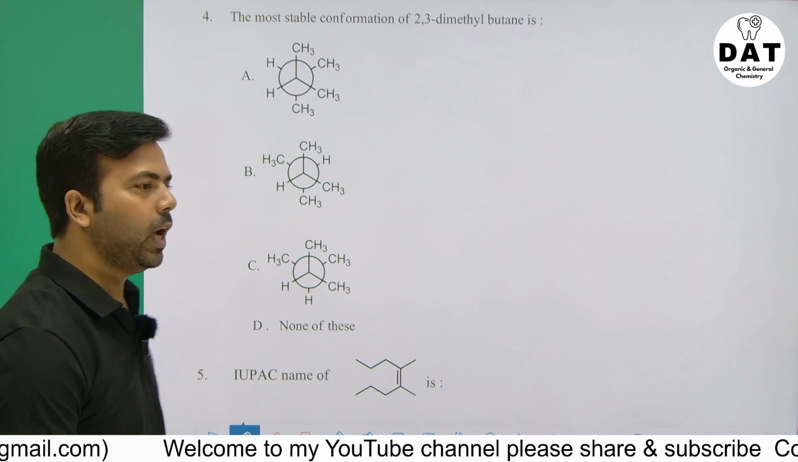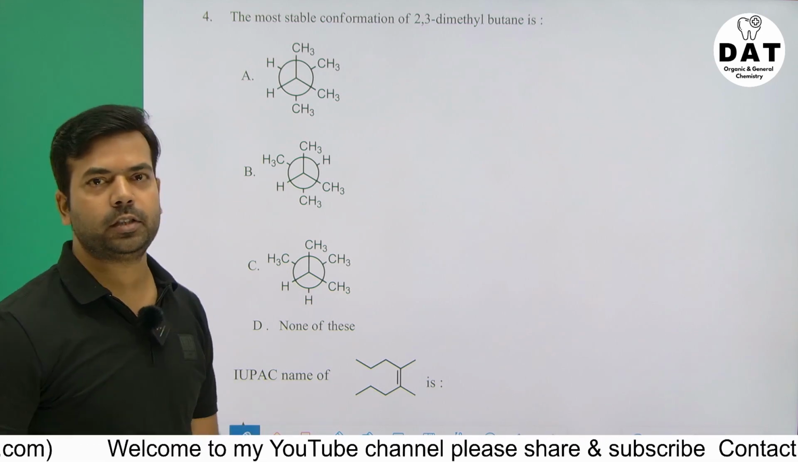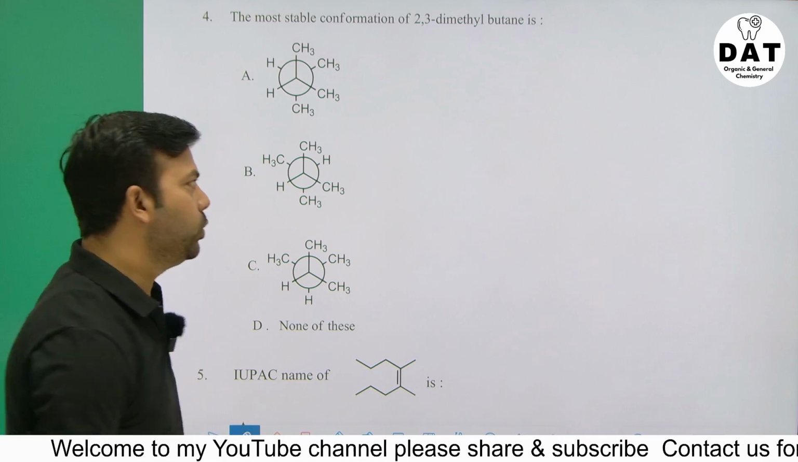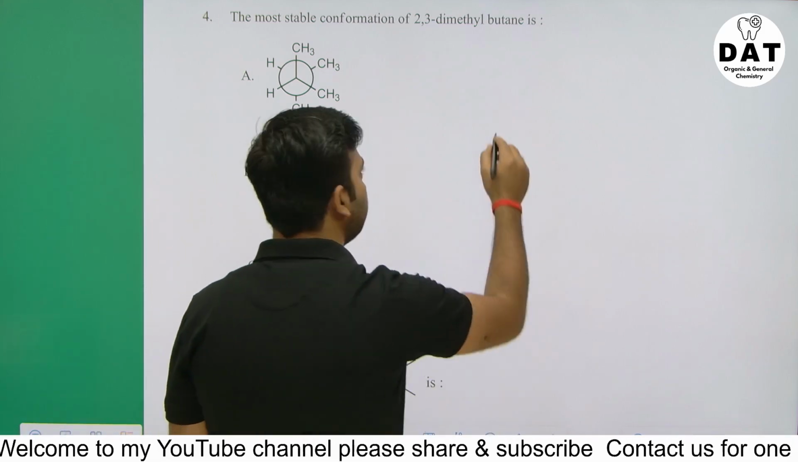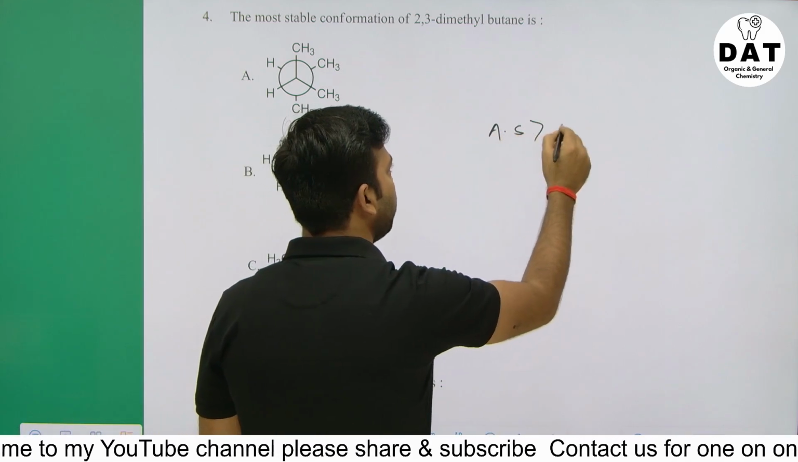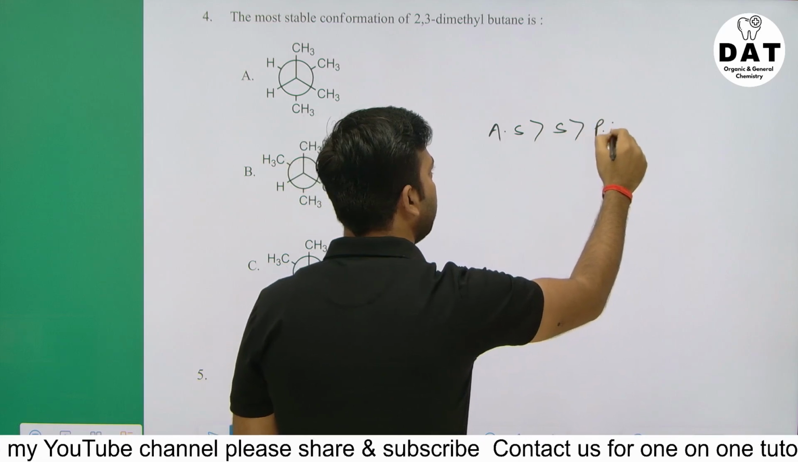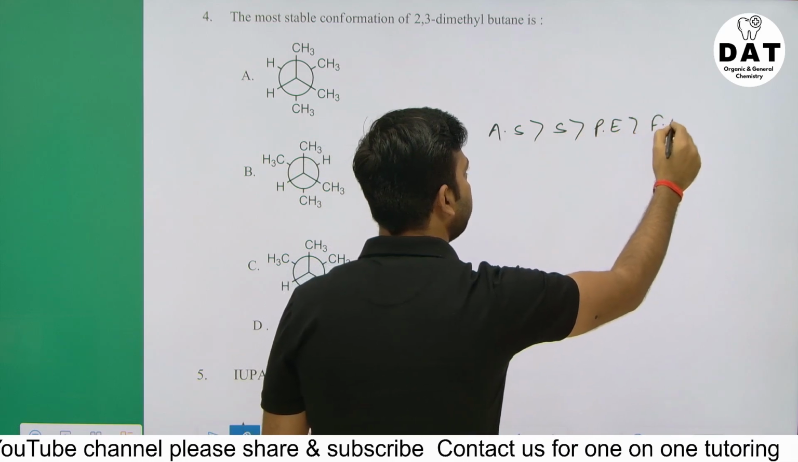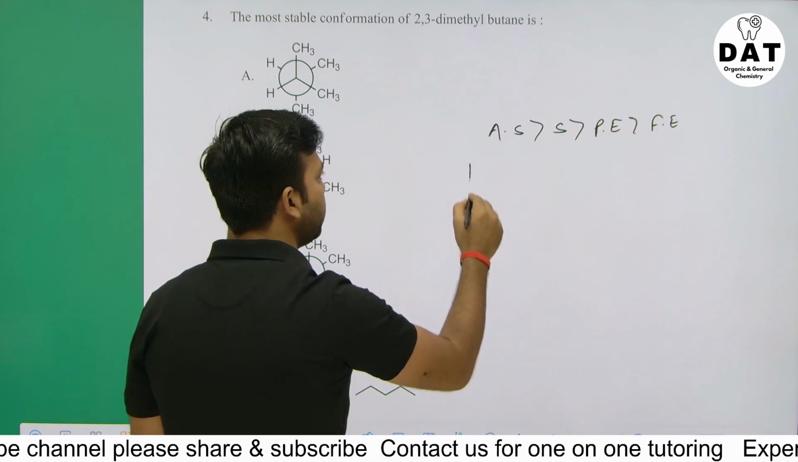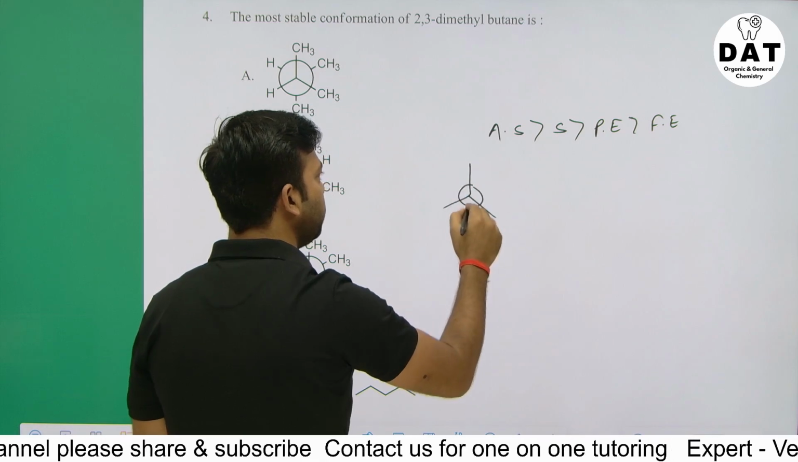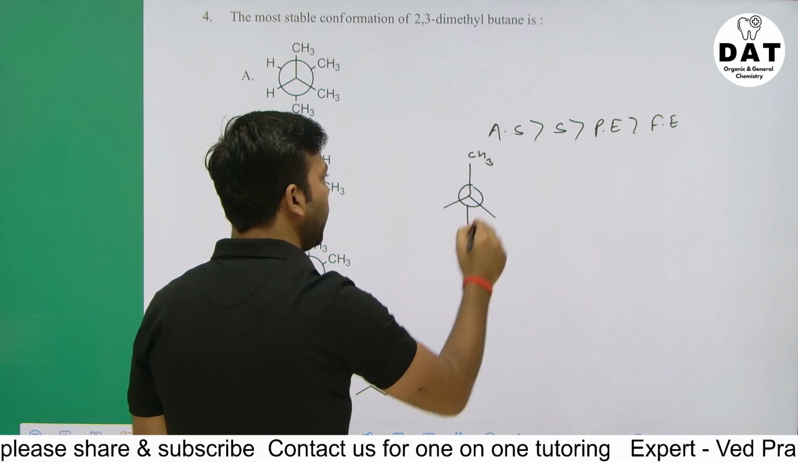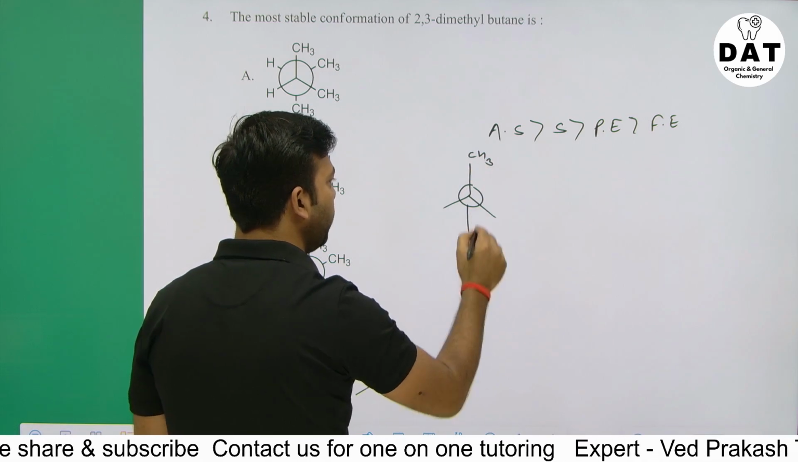If you have a bit of an idea about butane's conformers, then I think you should know anti-staggered is the most stable, then staggered, then partially eclipsed, and then fully eclipsed. Anti-staggered is something like that, where both methyl groups are opposite to each other at a 180-degree angle.